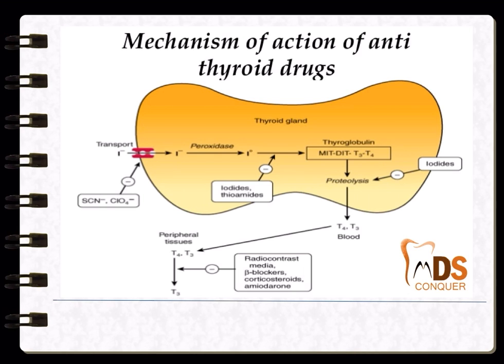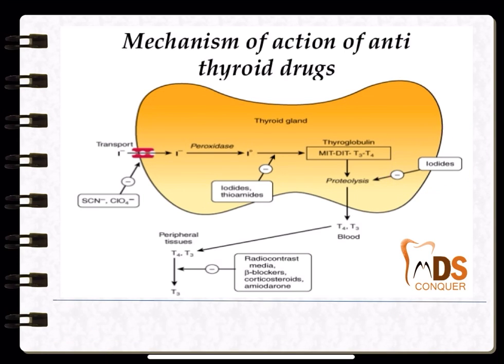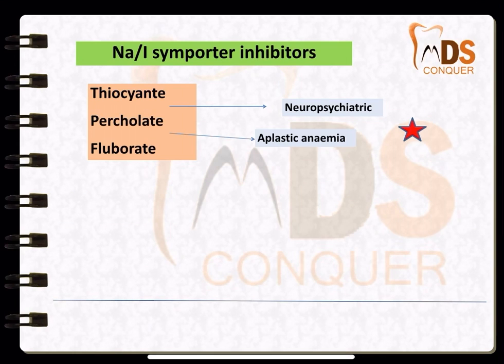Now comes the antithyroid. Here it's clearly given where the iodides act. Okay, so it's important for you to have an idea of this particular chart. So what are the sodium iodide symporter inhibitors? These drugs are thiocyanate, perchlorate and fluoroborate.